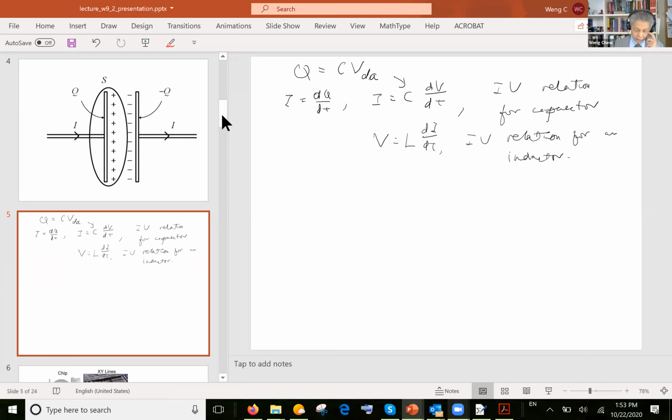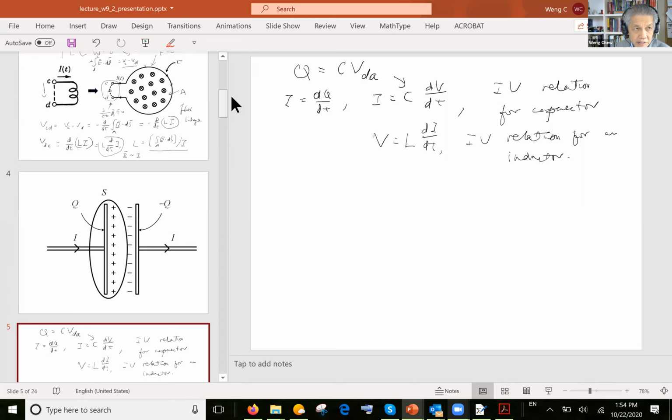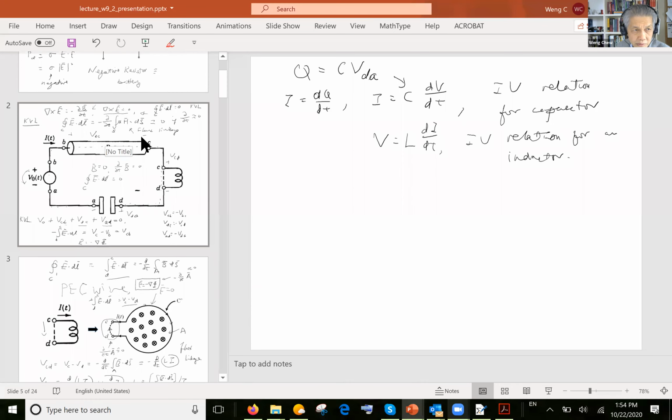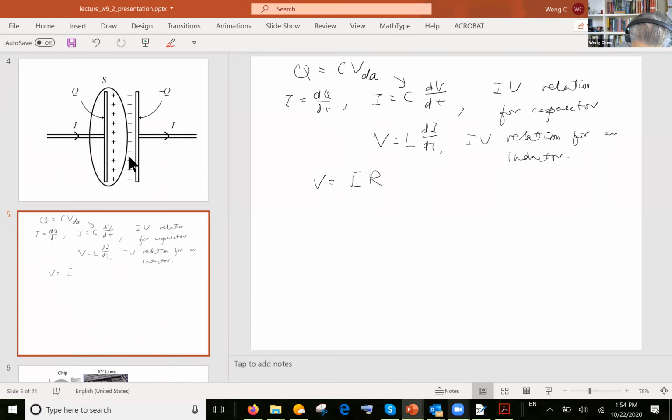Okay, so we have all this IV relationship, and then you can go about deriving the IV relationship for a resistor. That I wouldn't do because you probably have seen that done many times in your undergraduate studies. The IV relationship for a resistor is quite easy: V equals IR for a resistor. Unless you want me to do that, I wouldn't do that. Is that okay? I just skip that IV relationship.